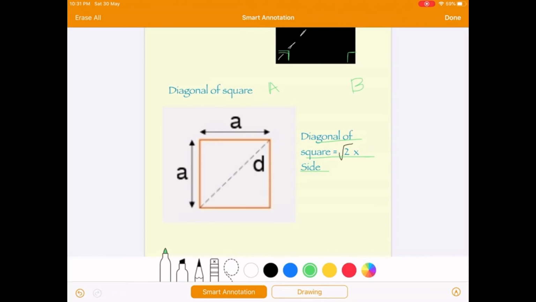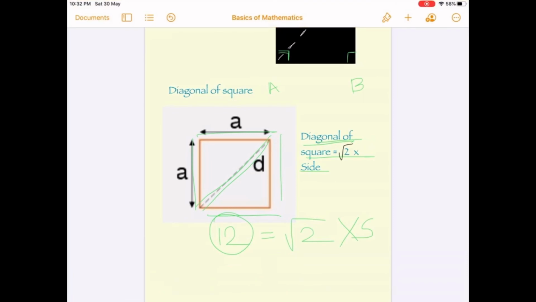Which means if we know the diagonal of a square, suppose the diagonal of square is 12 and we have to find the side. Now you all know that all the sides of a square are equal, right? So this is equal to this is equal to this. Therefore, if the diagonal is 12, then using the formula, 12 is equal to √2 into side. Let us write it as S.